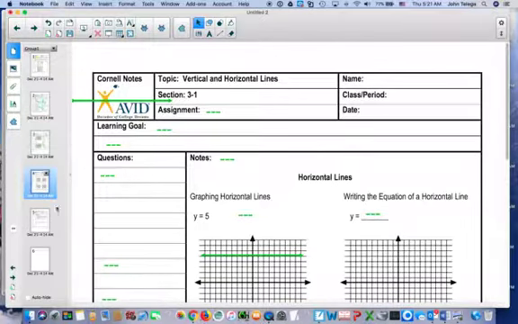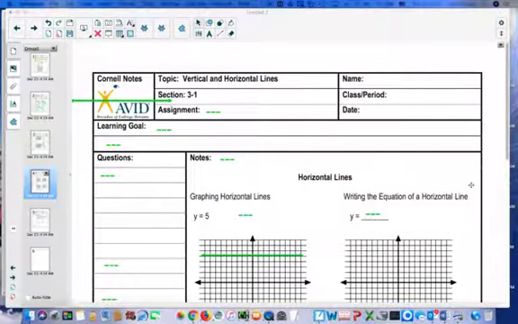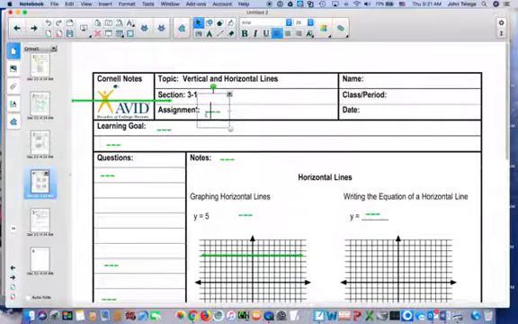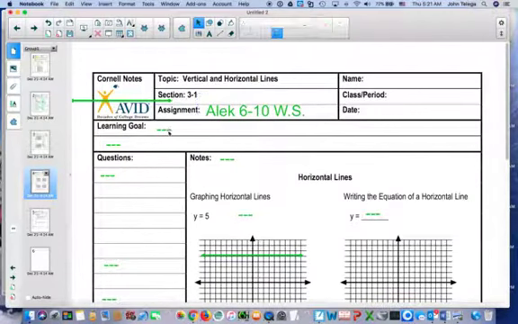Okay, and then now horizontal and vertical lines. This is the one I just covered today in class. I can graph horizontal and vertical lines. Your assignment was Alex 6 through 10. And the learning goal today is I can graph horizontal and vertical lines.